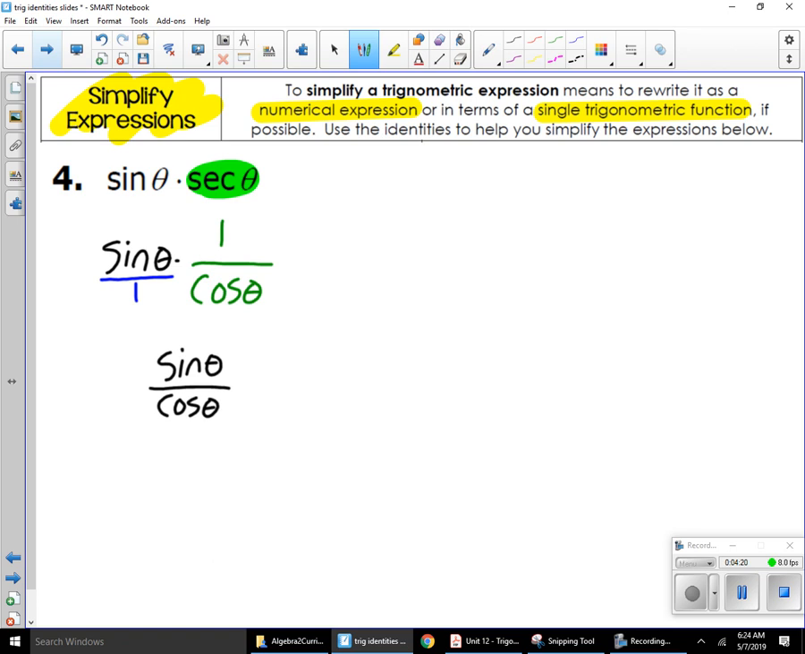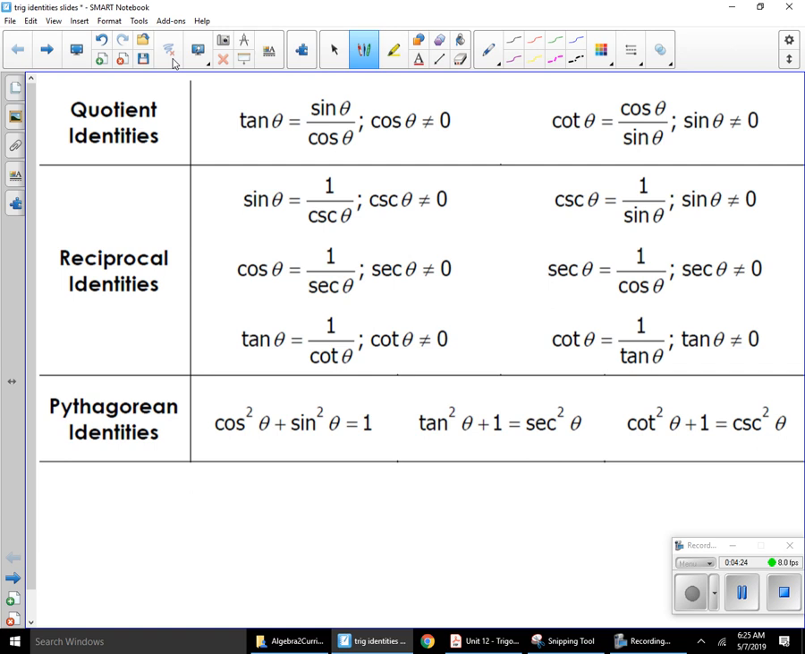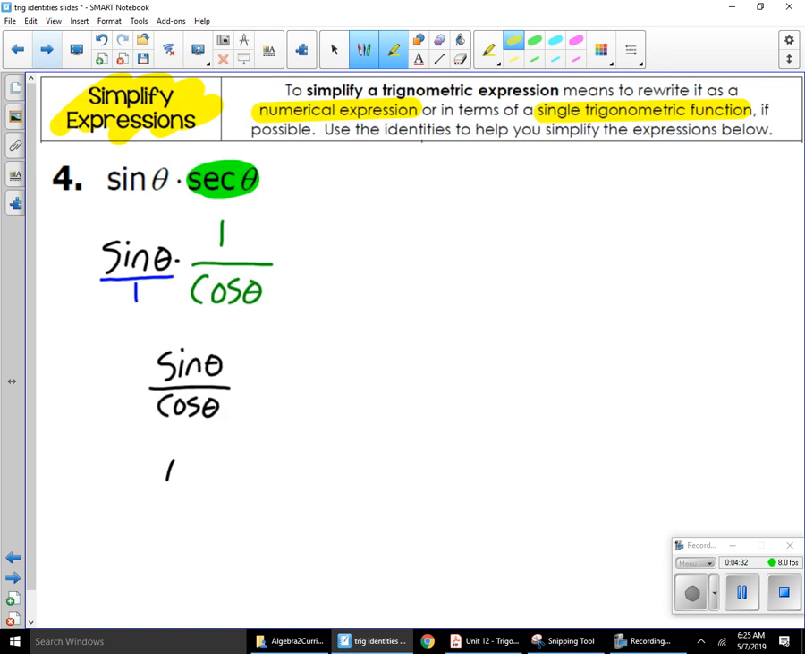And I wonder if I can simplify that. Sine over cosine. Oh, look, that's right here. Sine over cosine is the same as tangent. So I have turned 2 trig functions into 1 trig function. That's what the goal of simplifying is, to turn lots of trig into 1 piece of trig. Let's do another one.